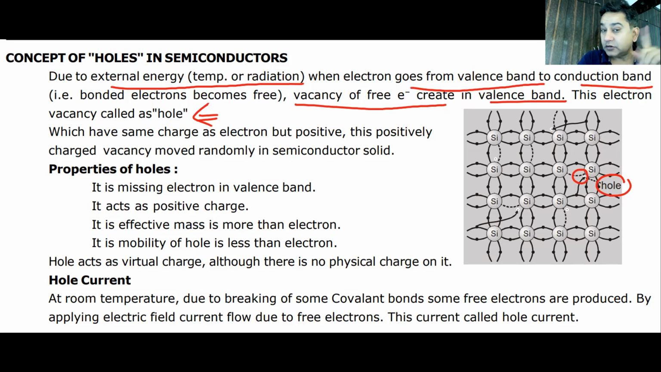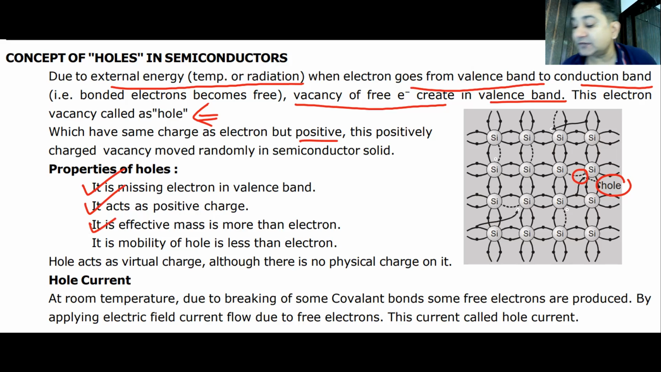Yes, sir. What type of charge will this hole have? Now, this hole does not have its independent existence. We are calling the deficiency of electron a hole. Hole does not exist. We are calling the deficiency of electron a hole. What type of charge will this hole have? Positive or negative? Positive. Yes, sir. So positive charge is hole. Now, properties of a hole. It is a missing electron. We understand this. It acts as a positive charge. We understand this. Yes, sir.